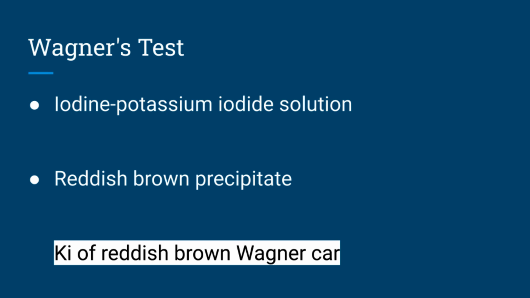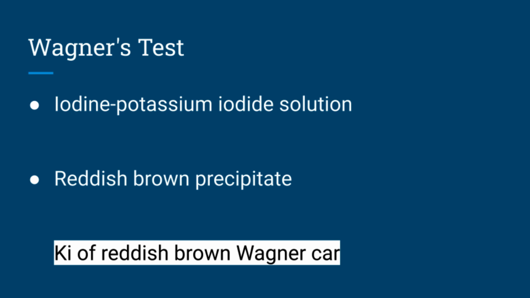To remember this, we can remember a sentence: Key of reddish brown Wagner car. Key, or KI, is for potassium iodide. Along with this, you can remember iodine also. I for iodine. Key of a reddish brown Wagner car. Reddish brown is for the reddish brown precipitate. And Wagner car is for Wagner's test.